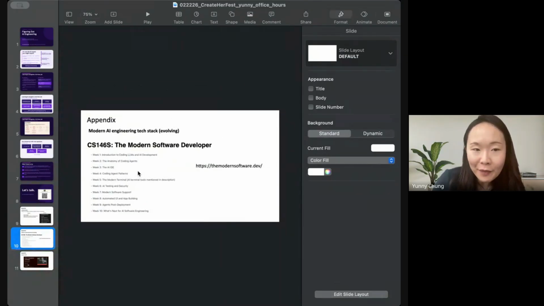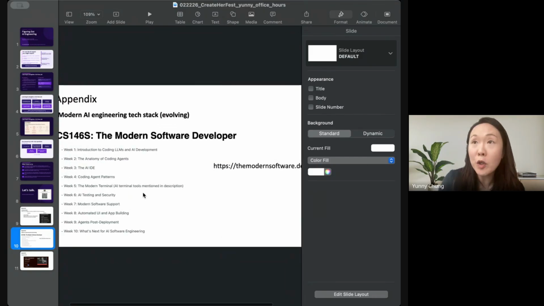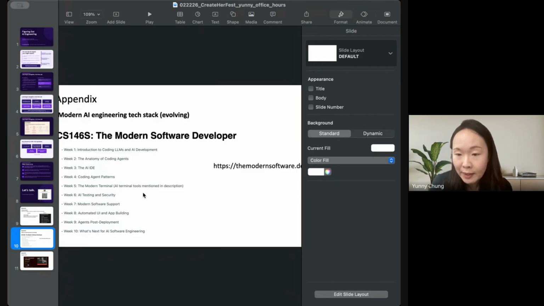So last fall, Stanford opened up the course. This is the first time ever for them. It's called the Modern Software Developer. Everyone can access it. Unfortunately, I don't think they have a video, but they opened up the syllabus and project learning materials over there.